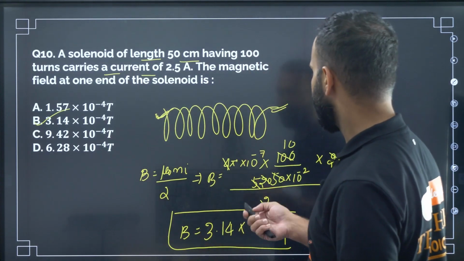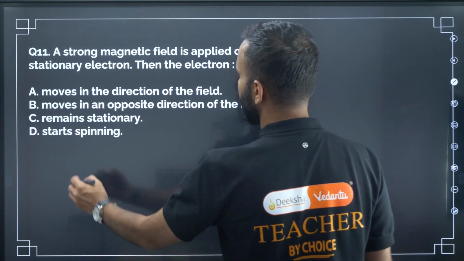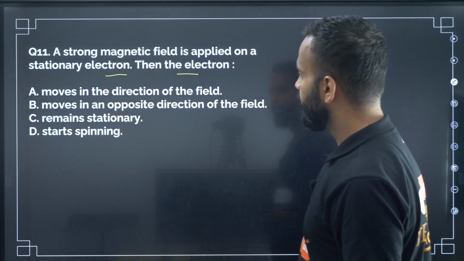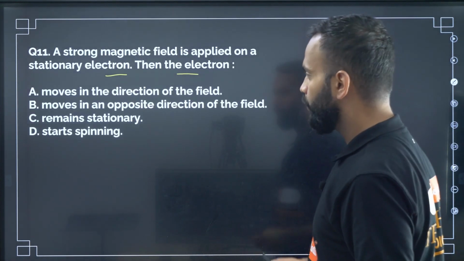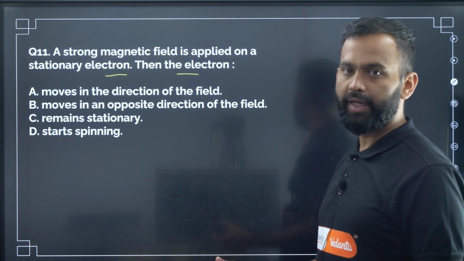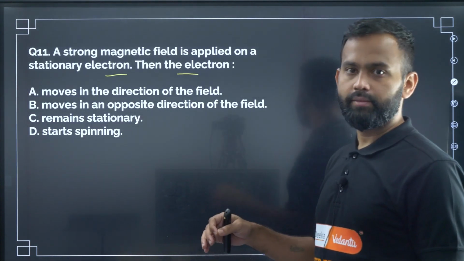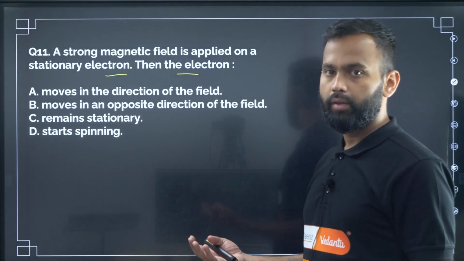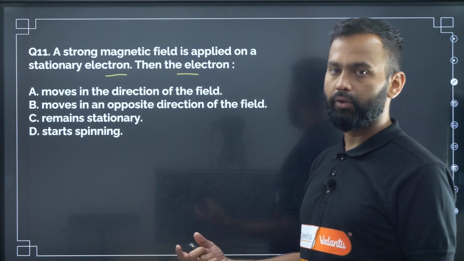Next question. Question number 11. A strong magnetic field is placed on a stationary electron. Then the electron is, option A, moves in the direction of the field. Absolutely wrong, right? When you place the electron in a uniform magnetic field, the electron stays at its position. So the electron does not move, right? When you give some velocity to the electron, it will start to move.